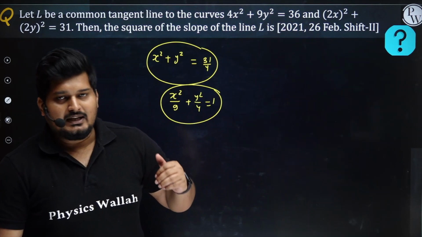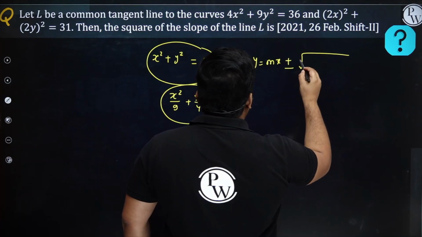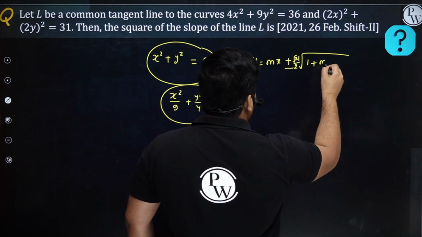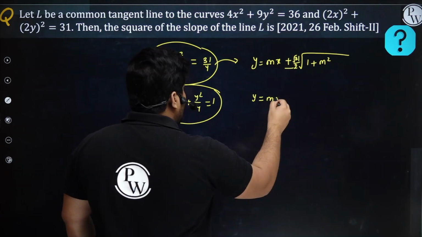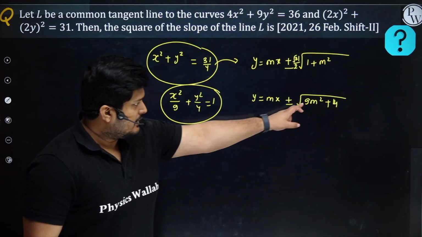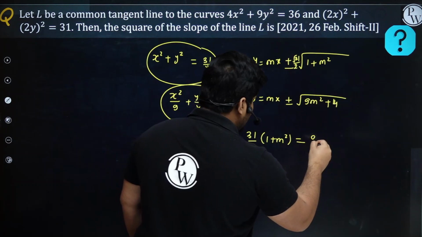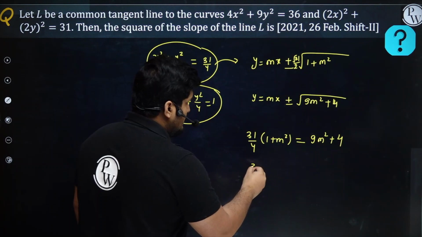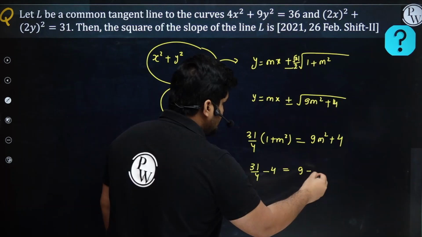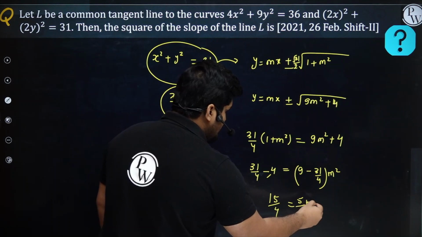Like for this, what will be the condition of tangent of slope m? y equal to mx plus minus r, r is root 31 by 2. So r under root 1 plus m². And from this, what will we have? y is equal to mx plus minus the root of a²m² plus b², which is 4. So these two will be equal, right? If we equate it, 31 by 4 into 1 plus m² will be equal to 9m² plus 4. So we have 31 by 4 minus 4 is equal to 9 minus 31 by 4 times m². So we have 15 by 4 is equal to 5 divided by 4 m². So this will cancel out. m² is coming out to be equal to 3.